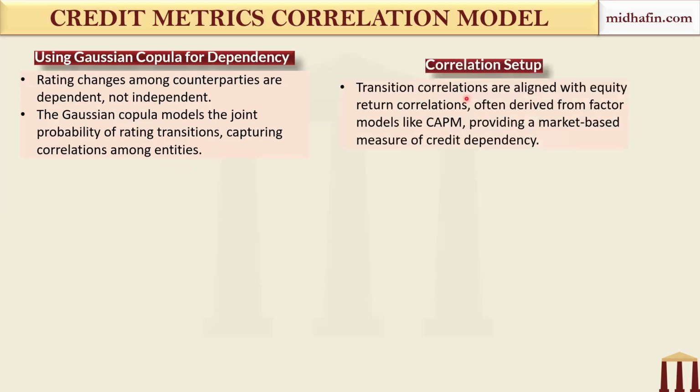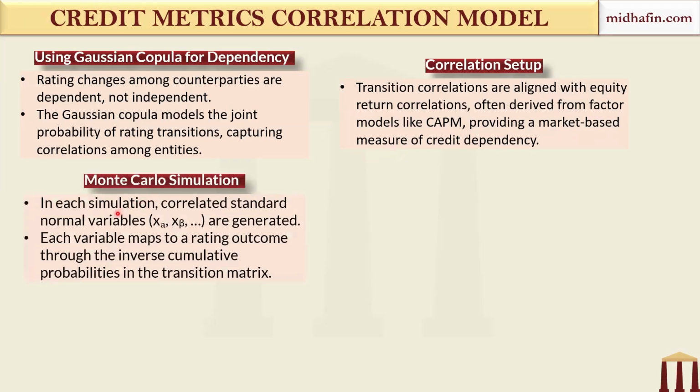Then the correlation setup. So how are these correlations actually set up? CreditMetrics aligns credit correlations with equity return correlations, which are typically derived from factor models like CAPM or other factor frameworks. Okay, this approach gives a market-based measure of how firms' credit quality moves together, which creates a consistent link between credit risk and market data. Once correlations are established, the next step is simulation.